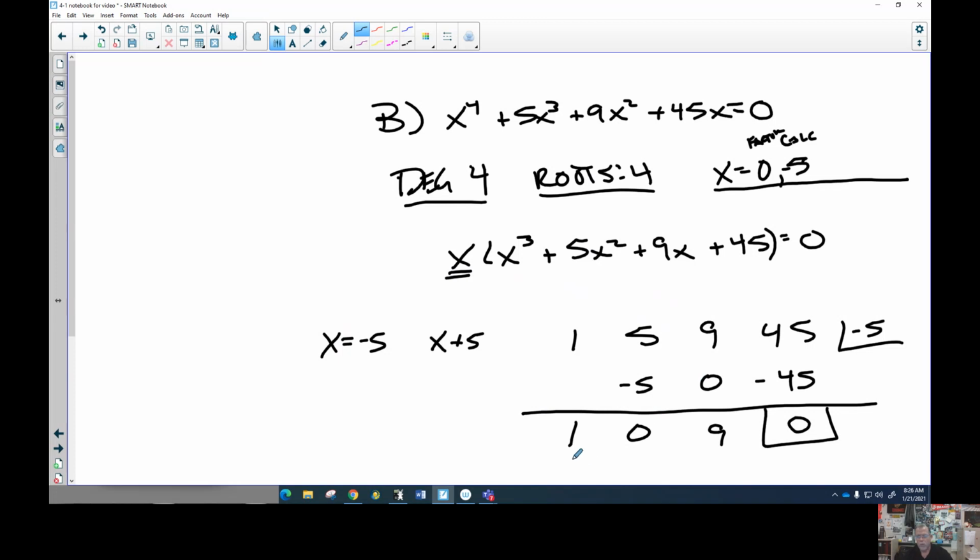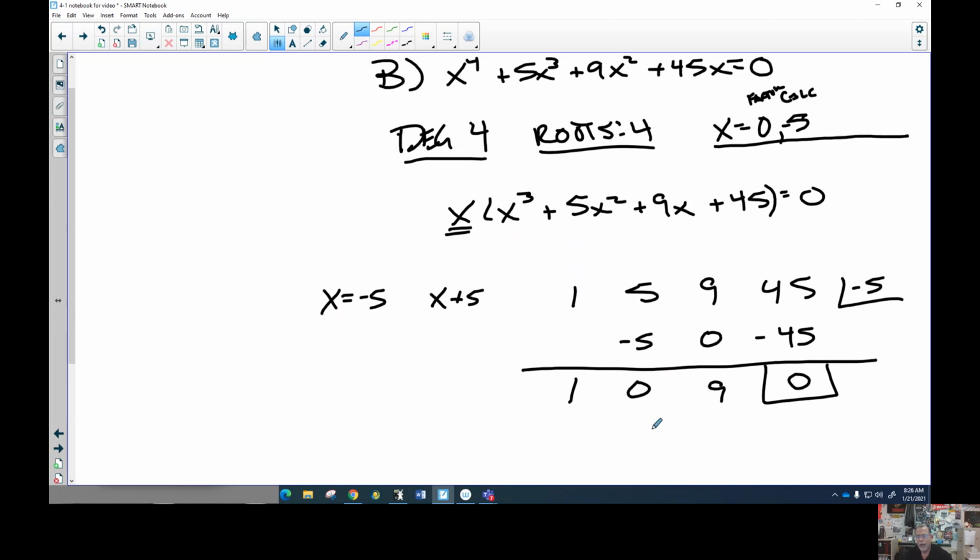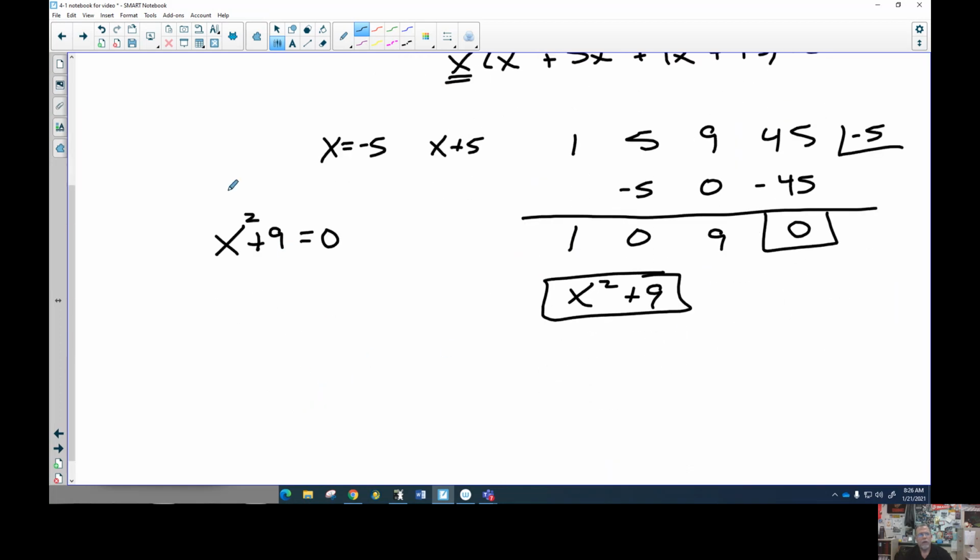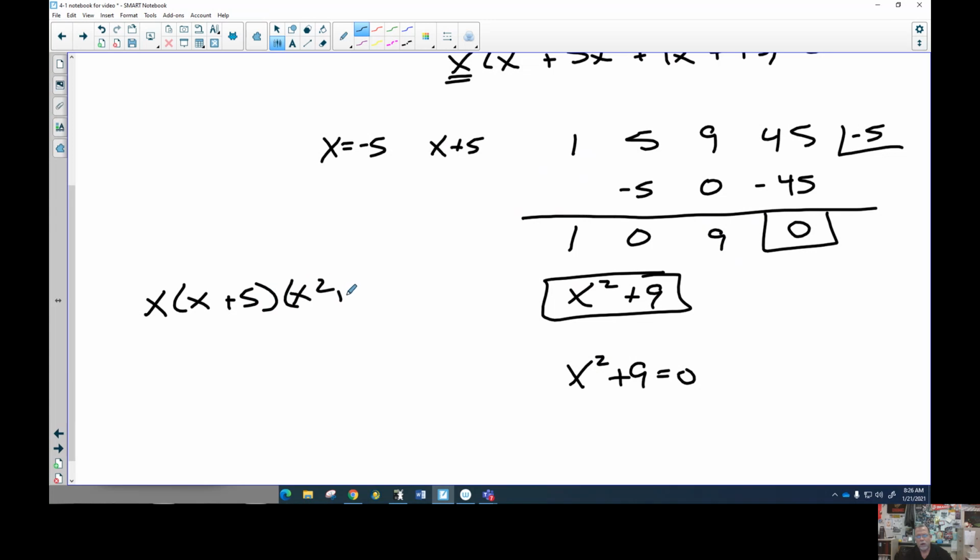So what does that give me as a result then? When I divide x plus 5 in, I get x squared plus 9. So this is my remaining piece. So I need to know where x squared plus 9 equals 0. All right, so where does that happen? Well, let me do that down here. Be a little more organized here. All right, so we need to know where x squared plus 9 equals 0. Because right now what we know is we've got x times x plus 5 times x squared plus 9 equals 0. That's what we did by doing that division.